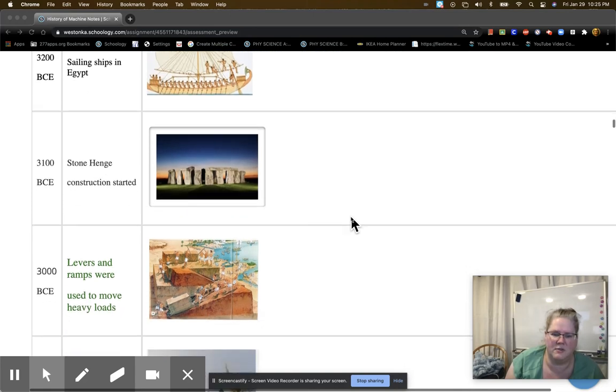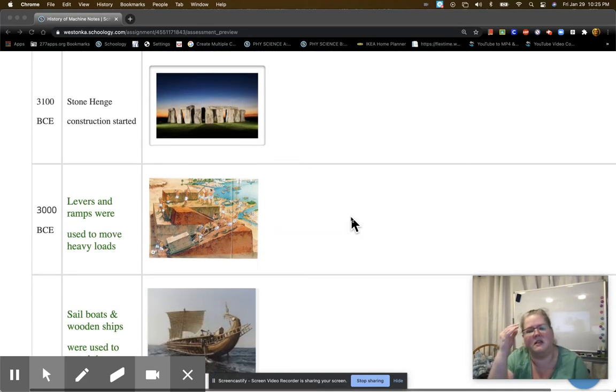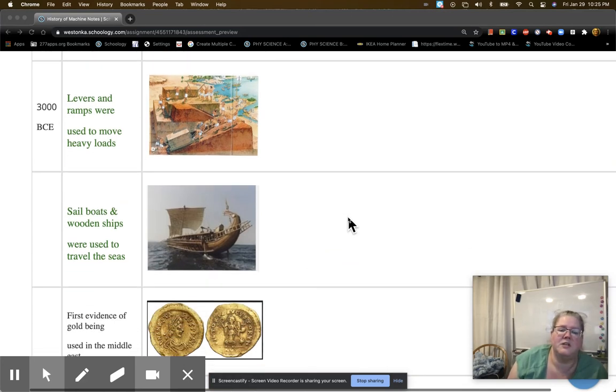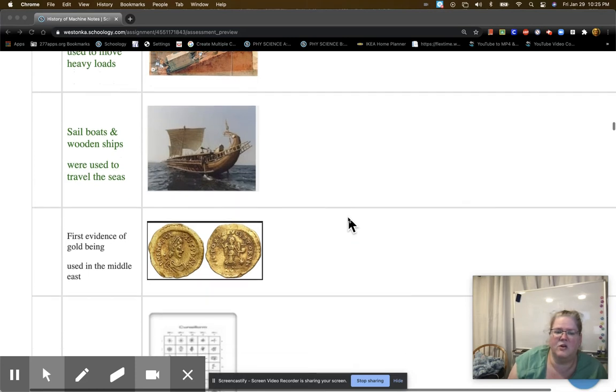Stonehenge is constructed. Now, this is where we're starting to see levers and ramps used to move heavy loads. The problem is, again, this is one of those things where there's some discrepancy on dates, because we don't have a lot of drawings of people who make things like tower cranes, but we think they were used many more years before we thought they were. They just weren't ever making it into artwork. Now we're starting to see bigger sailing ships, wooden ships that were used to travel the seas, not just get across a lake or a creek.